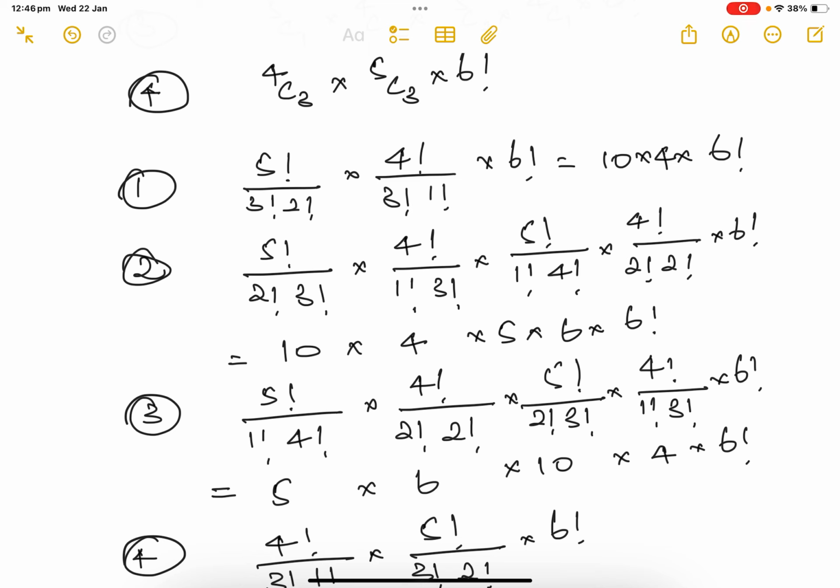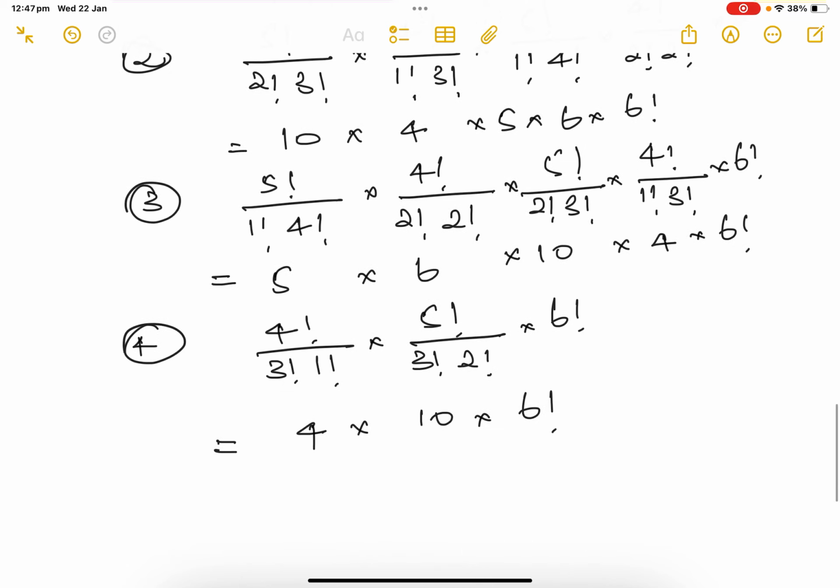If you work it out, the first one is 10: 5 times 4 factorial over 3 factorial, divided by 2, gives 20 divided by 2 is 10. Then it's 4, and here is 4, so it's just 5. And this one is 4 times 3 times the 2 factorials cancel, 12 divided by 2 is 6. So 10 times 4 times 5 times 6 times 6 factorial.